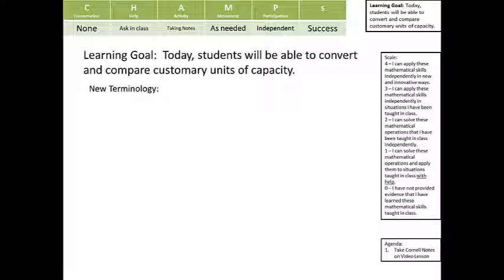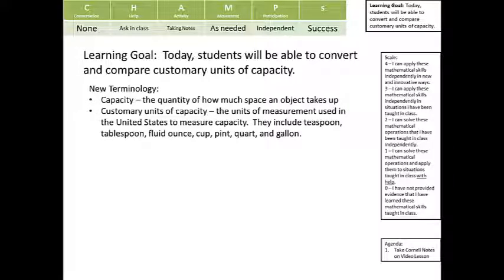We're going to talk about some new terminology here. The first term we're going to talk about is capacity. Capacity is simply the quantity or how much space an object takes up. And the customary units of capacity that we use, we have quite a few. The teaspoon is the smallest, and then the tablespoon, fluid ounces, then cups, pints, quarts, and gallons, which you may be more familiar with.